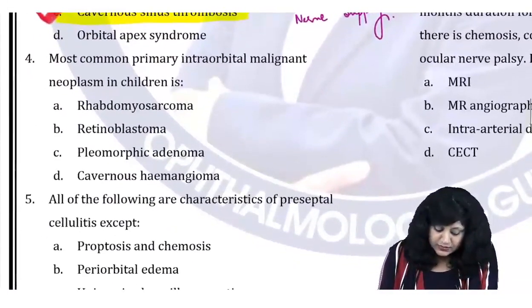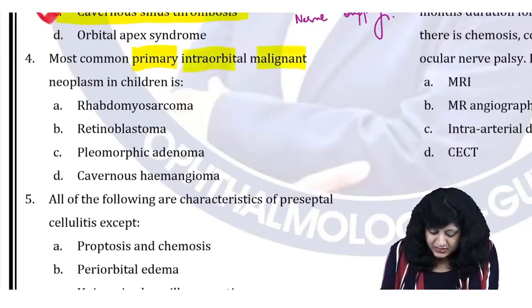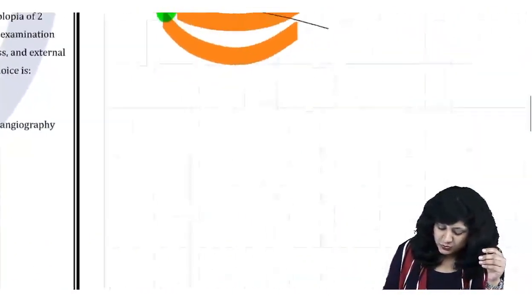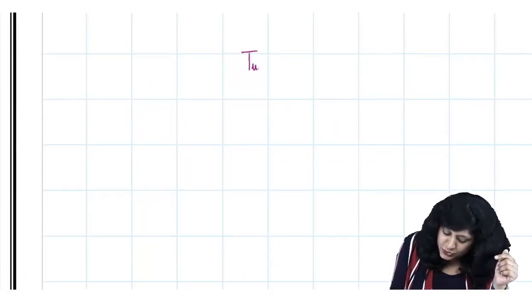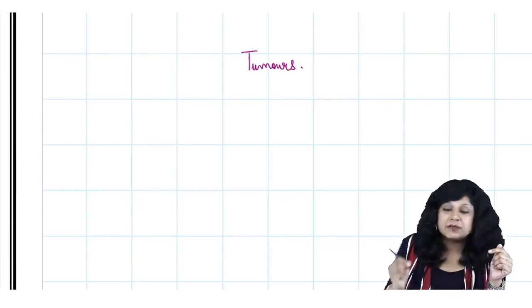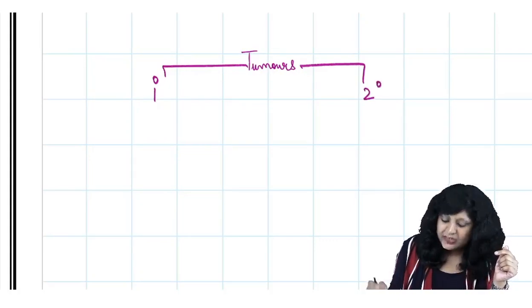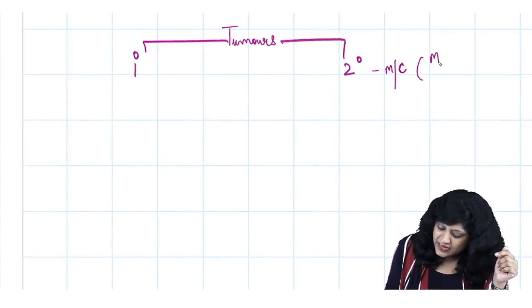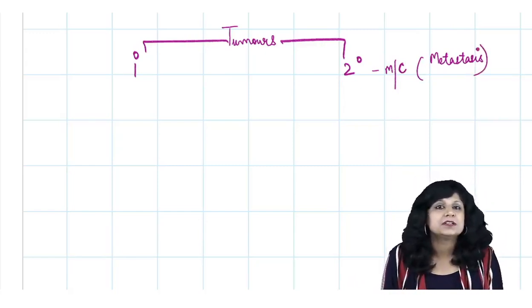Question number 4, the most common primary intraorbital malignant tumor in children. So I had given you a flow chart to solve such questions. It's very easy to solve such questions from there. Whenever you have tumors in the eye, always first see whether it is a primary tumor or a secondary tumor. It is the secondary tumors which are more common in the eye. This is actually the metastasis. The metastatic tumors are the most common tumors in the eye.